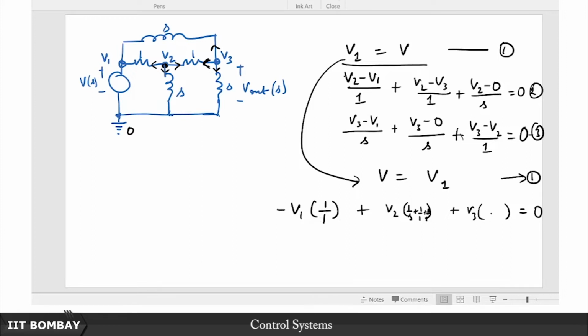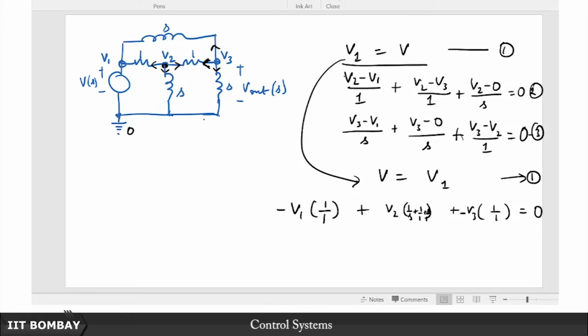Similarly, what about the coefficient of V3? You see that the edge, this is called the edge, shortly it will be clear when I use some graph theoretic terms, the edge or the particular branch that is common, that is shared between node 2 and node 3 is exactly what will appear as the coefficient of voltage 3 in the equation for node 2, which is nothing but, again with a minus sign, 1 over 1.